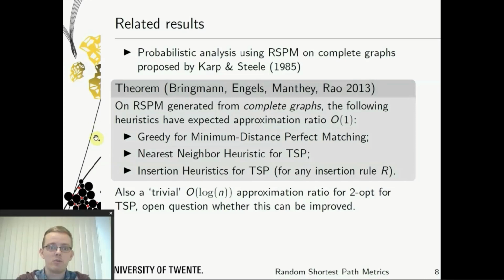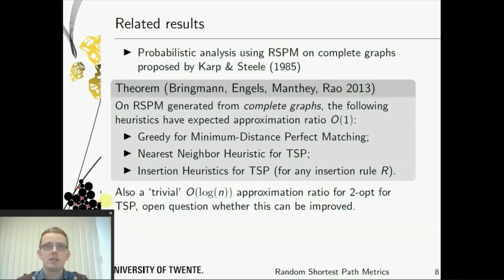Basically we have here 3 greedy or greedy-like heuristics for which there is a constant expected approximation ratio. We have the greedy heuristic for minimum distance perfect matching, the nearest neighbor heuristic for the traveling salesman problem, and the insertion heuristics for the traveling salesman problem, where the result holds for any insertion rule R. Given our own results that will follow soon, it is also worth mentioning that in this paper it is also noted that there is an easy way to show that the 2-opt local search heuristic for the traveling salesman problem achieves an expected approximation ratio of order log n, which might or might not be improved upon.